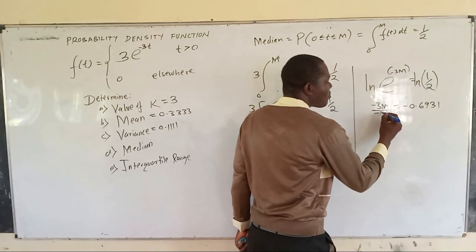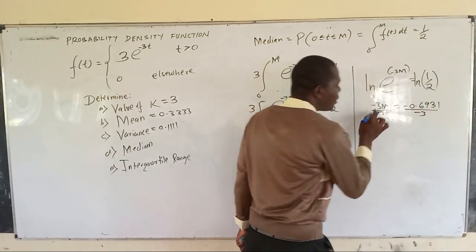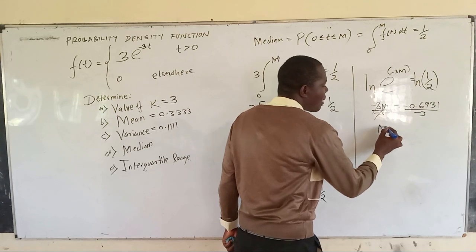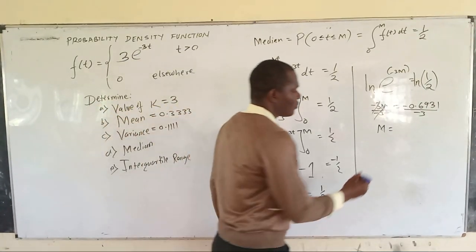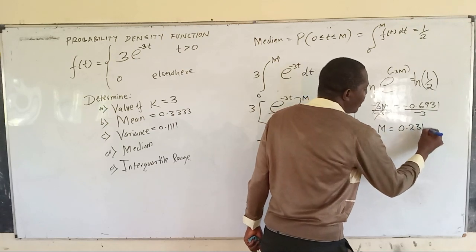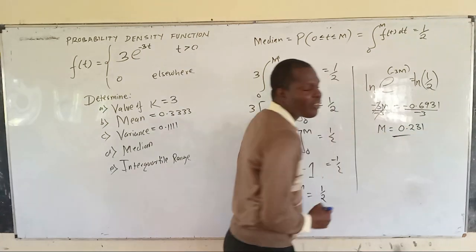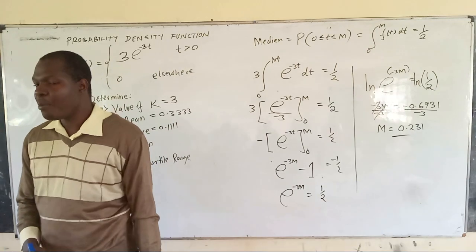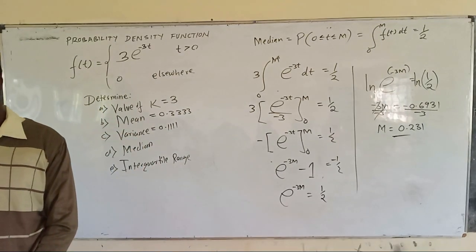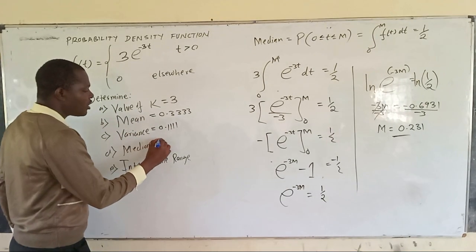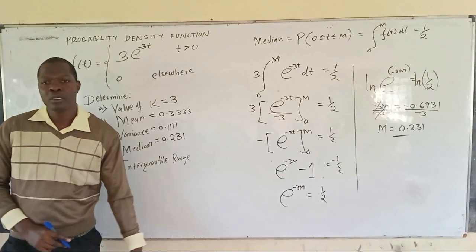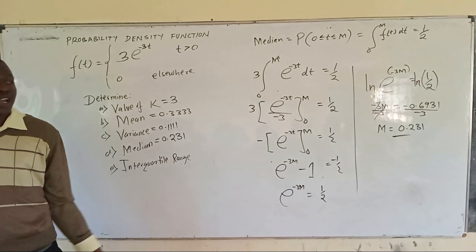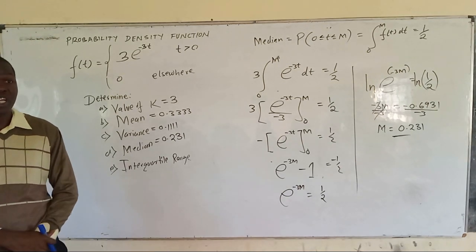So what is m? You divide both sides by its coefficient, which is negative 3. So you get m, which is the median, to be 0.2310. That is the median value. Are we together? So the median we found is 0.231. You just follow the concept and you see everything is flowing, isn't it?